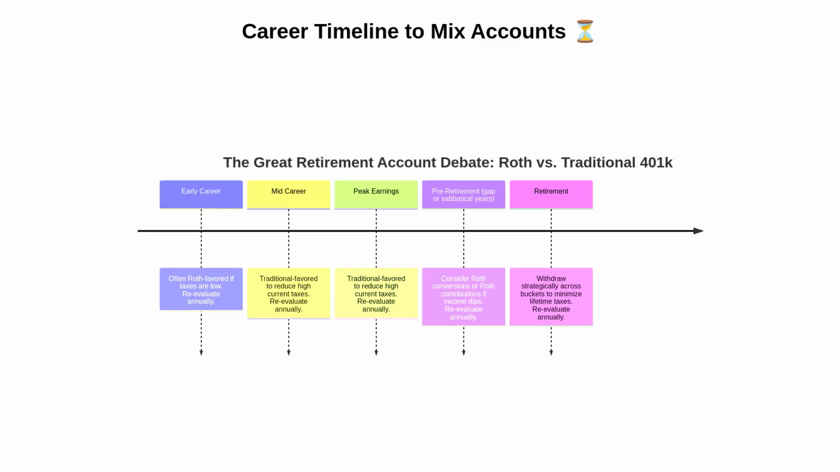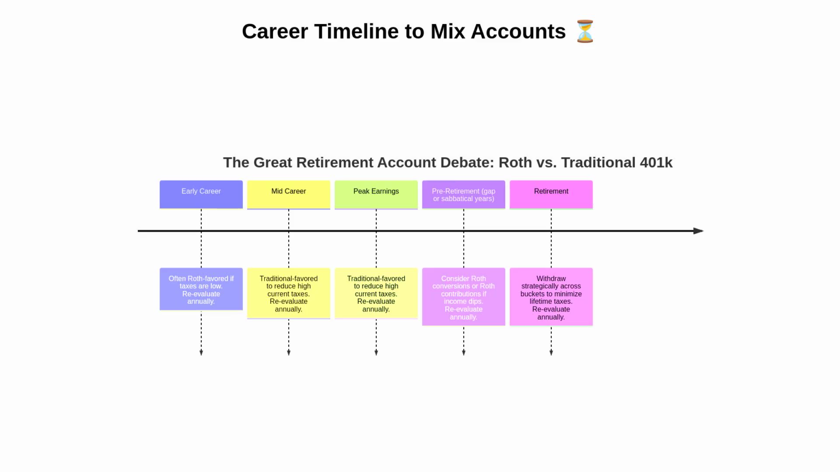brackets. During pre-retirement gap years or sabbaticals, you might consider Roth conversions or increased Roth contributions while your income temporarily dips. In retirement, you can draw from different buckets, traditional, Roth, taxable, to minimize lifetime taxes and manage thresholds like Medicare premium brackets. The timeline also reminds you to reevaluate annually and after major life events.